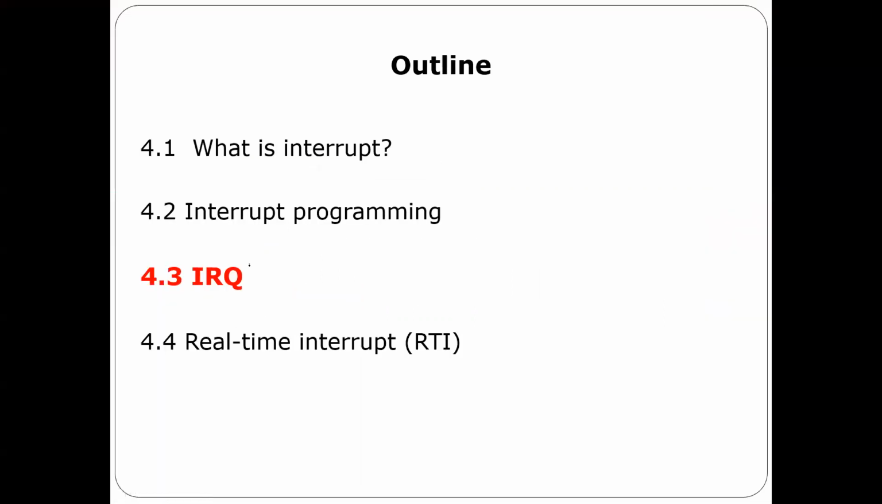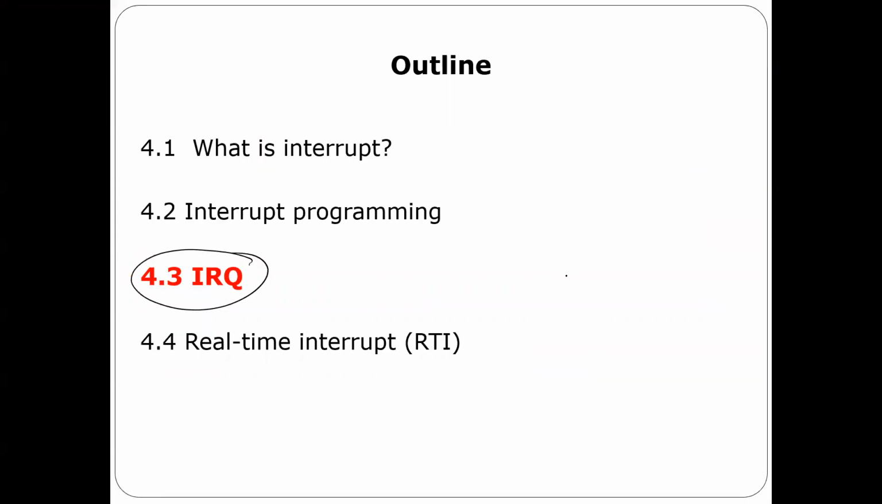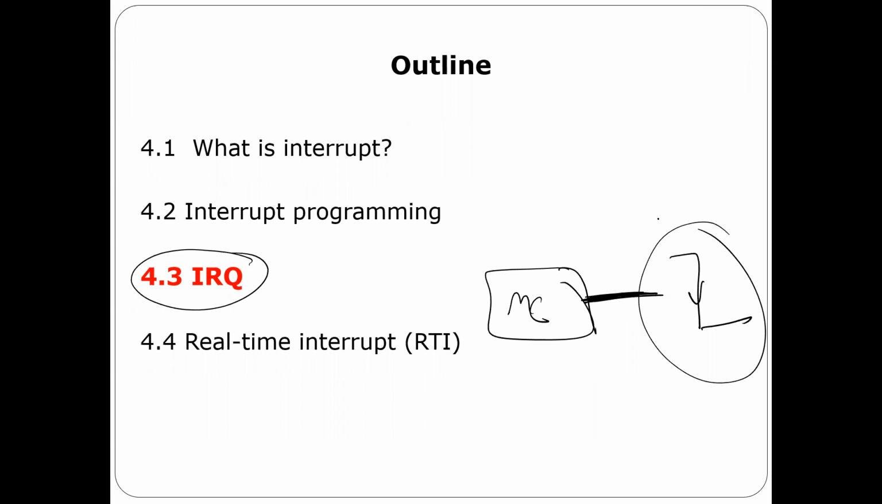So number one, what is IRQ? Very simple. IRQ, as I told you last time, guys, is this pin. It's an external pin on the microcontroller. Every time there is a falling edge on this pin, you are going to trigger an interrupt. This is the meaning of IRQ: I want to trigger an interrupt every time there is a falling edge.